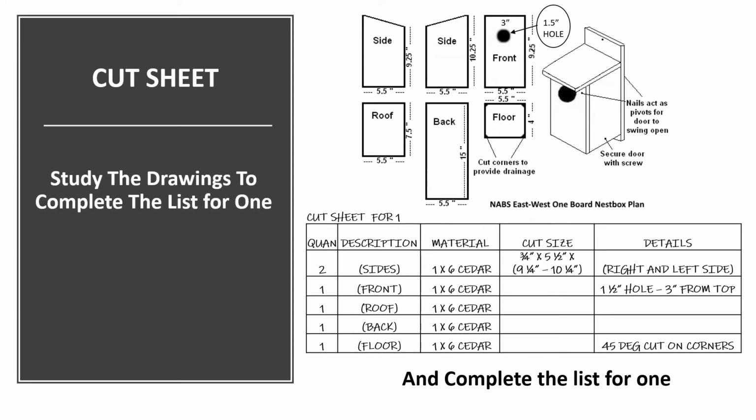All right, making the cut sheet, you need to study your drawings and complete the list. What we want to do here is get you to look at the drawing, and we already filled out this part. It's showing the sides. We need 2 sides, 1x6s, and they'll be cut 3 1/4 by 5.5 by 9 1/4 to 10 1/2. And we're going to need a right and a left side.